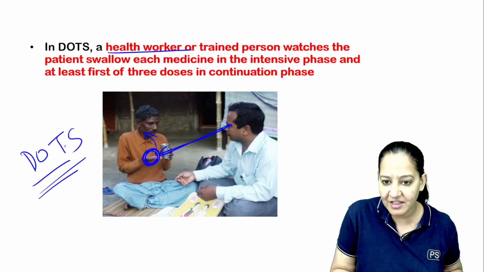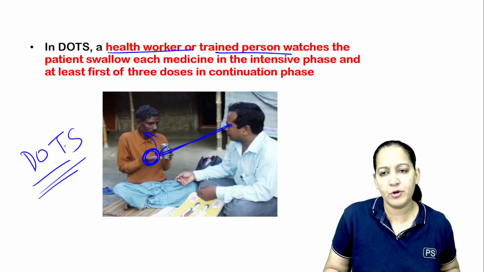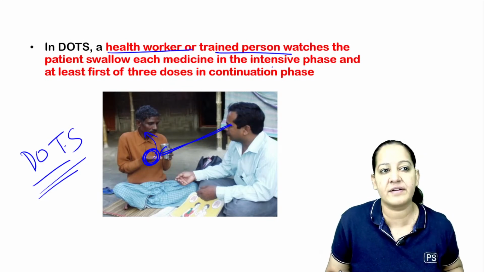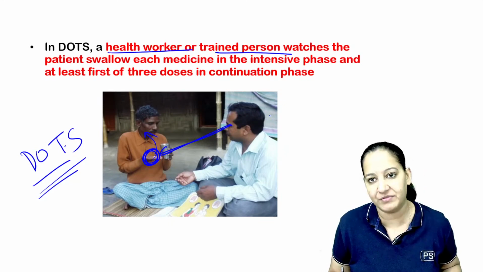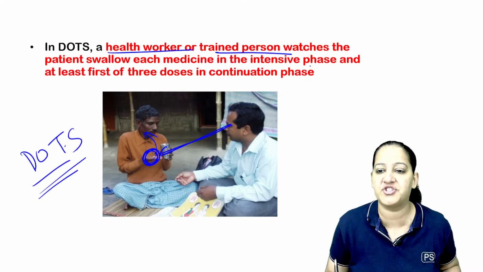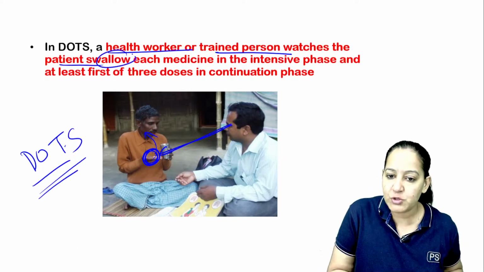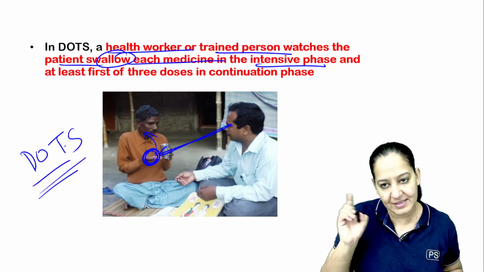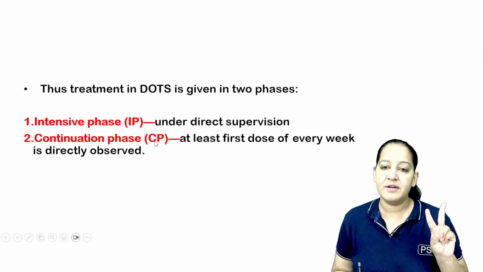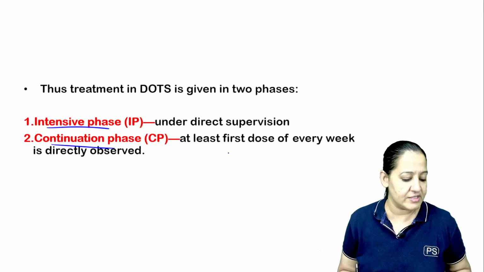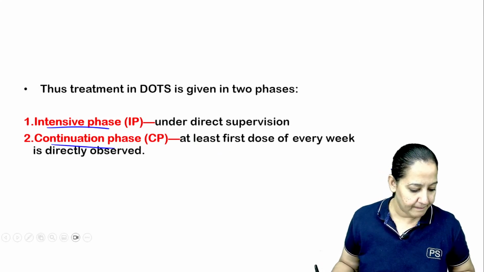Okay. That is a healthcare provider or a trained person, not necessarily doctor, can be Anganwadi worker, can be Asha, can be male health provider, female health provider, can be the school teacher of that child if it is to the child. So it watches the patient swallow each medicine in intensive phase in front of his eyes. That is the thing. That is the meaning of the DOTS. Now in DOTS there are 2 phases, intensive phase and continuation phase. How many of you understand that? Okay.